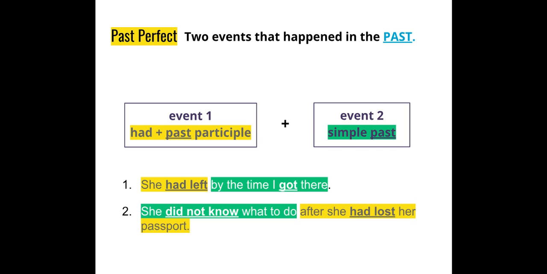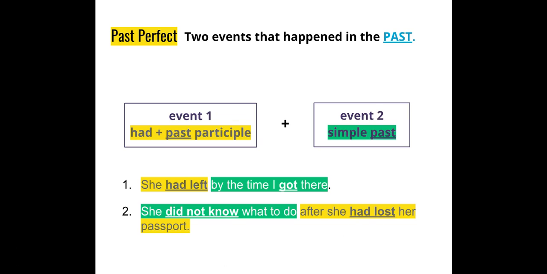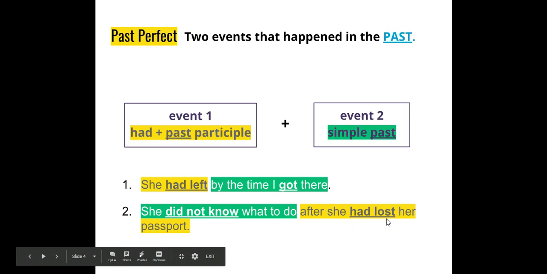What about this one? She did not know what to do after she had lost her passport. So, what happened first? Not knowing what to do or losing her passport? This one, because had lost. This tells us she lost her passport first, and then she did not know what to do.